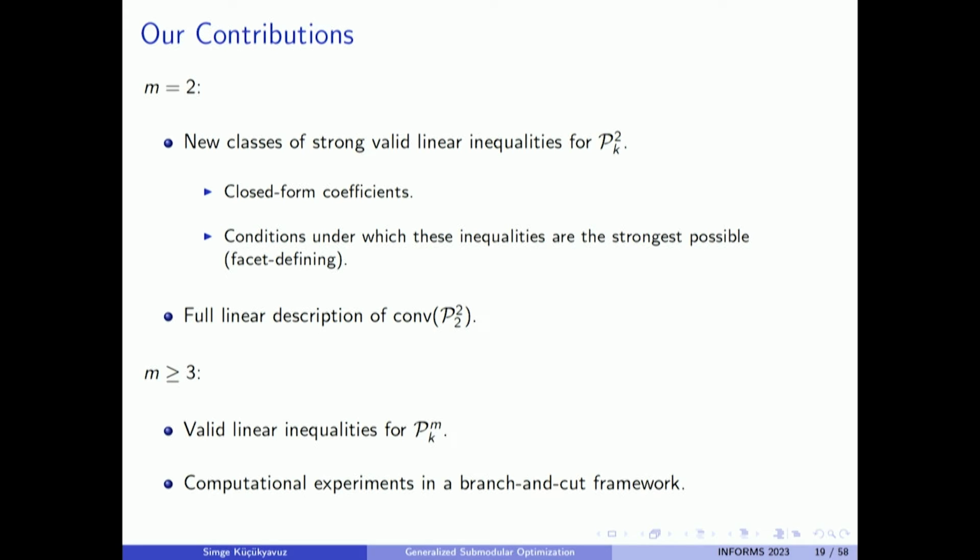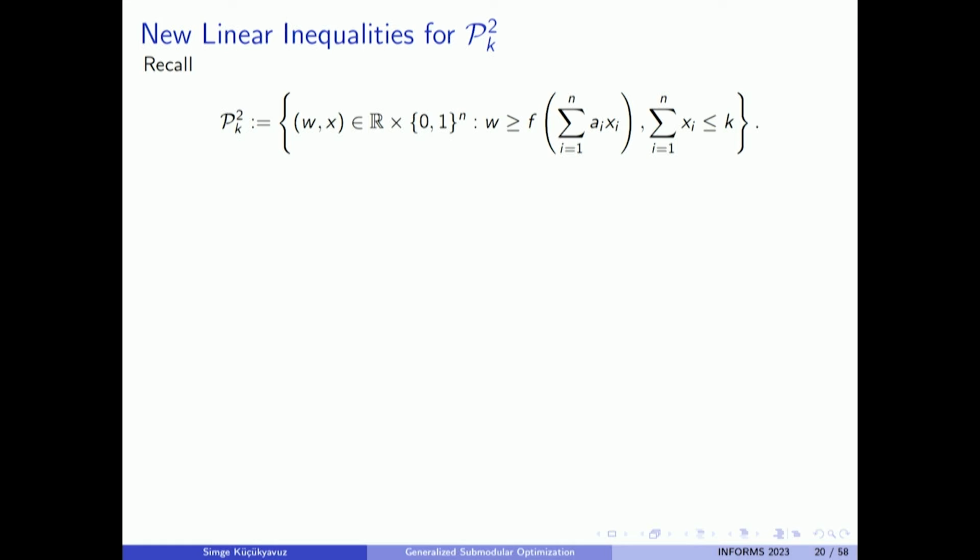So how is this useful? This is very limited, m equals 2, k equals 2. Well, we can start with this and generalize these inequalities to P_k^m, so k, the cardinality, and m, the number of distinct weights. And I'm going to talk about our computational experiments with this. So that's the agenda for the next few minutes.